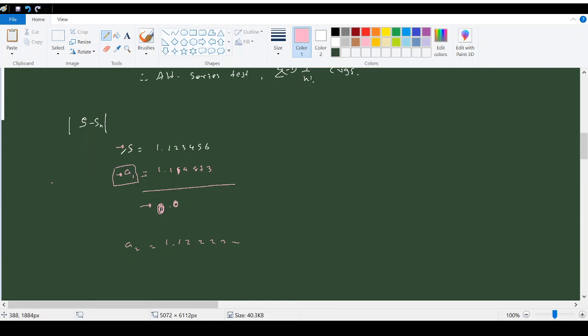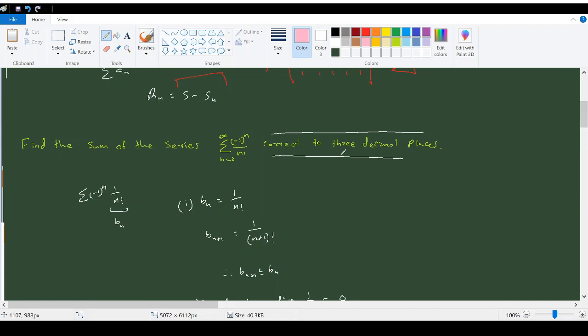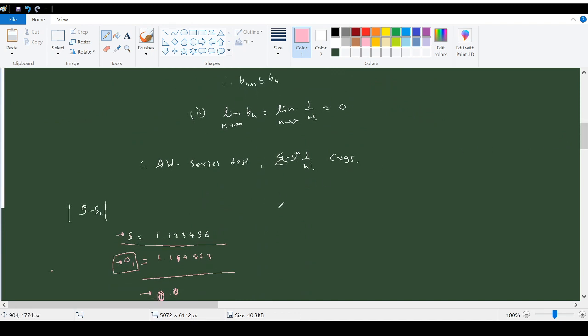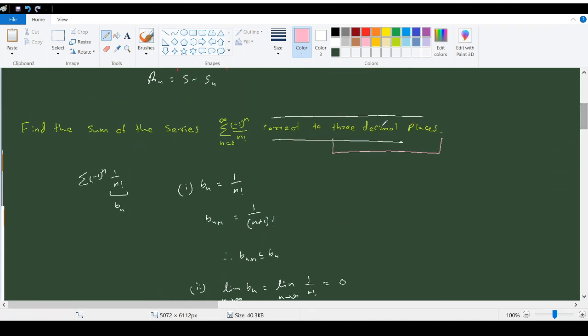Then if you subtract it with S1, you can see that S minus A2 will give you 0.00 something. So here you will have the exact match up to the second decimal place, right? So that's the meaning of this statement, right? We need to find the approximation so that it is at least correct up to 3 decimal places.